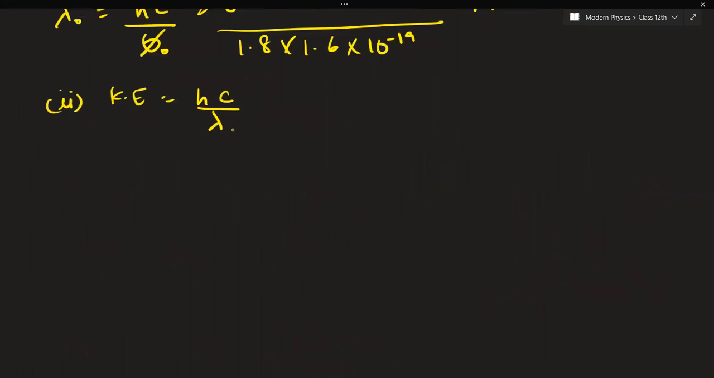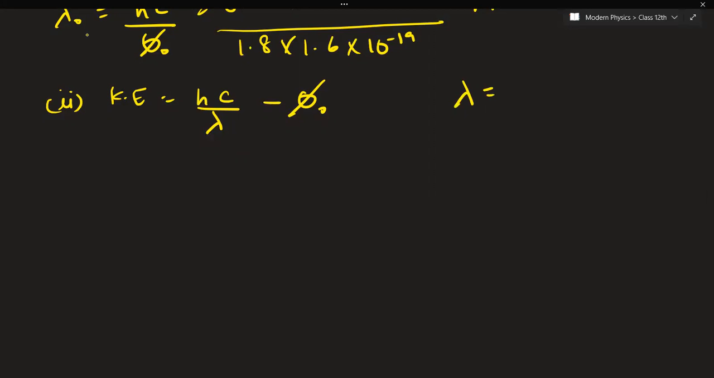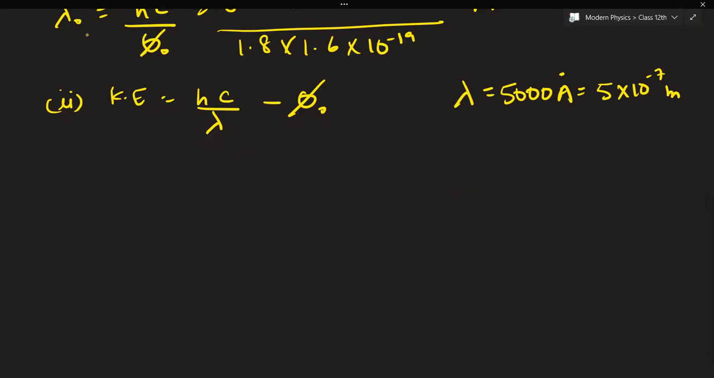Hc by lambda, that is the total energy, minus whatever is the work function. See, wavelength is given, lambda of the light is given. No, this is lambda not which we had calculated. This is different. Lambda is also given, 5,000 angstrom. That becomes 5 into 10 to the power minus 7 meters. So lambda is given, phi naught is also given.